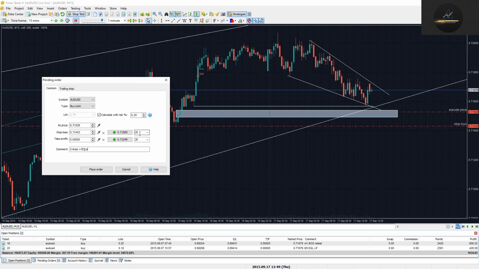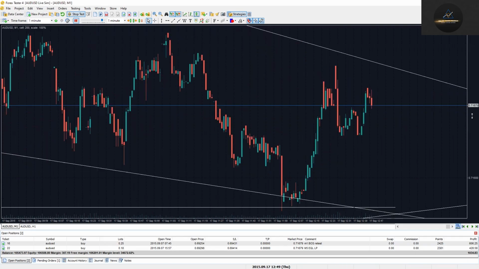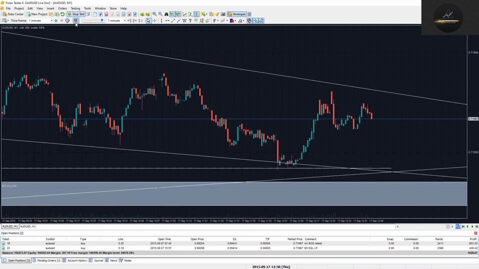So when you have 3 aces, you can actually set an order. You don't have to wait for the breaker structure. But I'm going to scale in on that breaker structure. So let's press play.